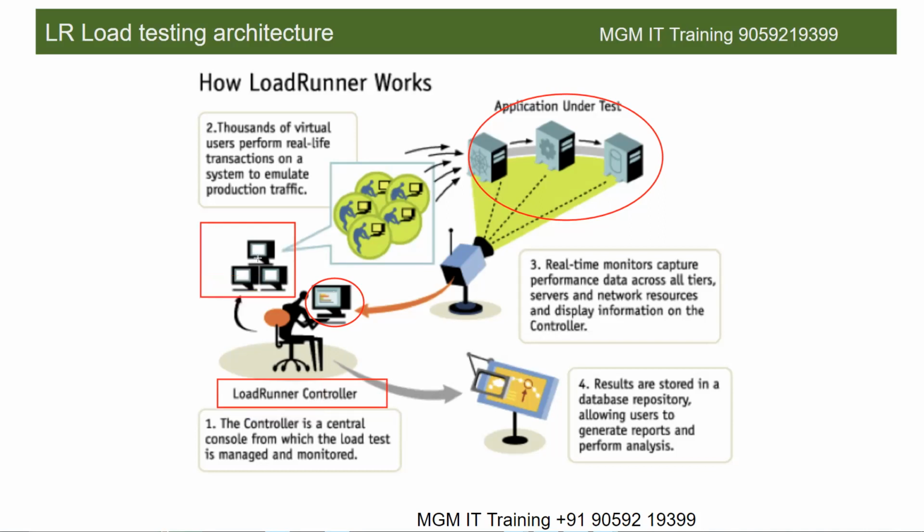We will be running our scripts from the load generator machines, and these load generator machines generate virtual users. They're not real users. That's why they're shown in blue color. They generate the load on the application. They simulate the real world user transactions and generate the load on the application under test. Application under test means the application that we have to do performance testing on. Okay.